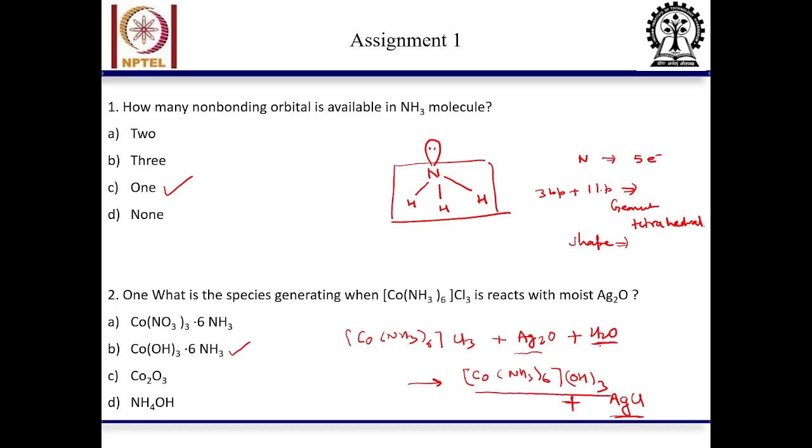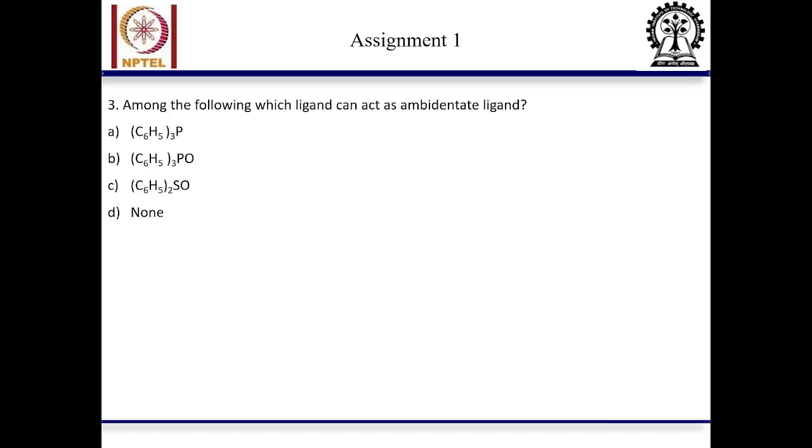So this OH basically will replace the Cl minus. Got it? Okay, so you can just balance it out. So the correct option is B. If anyone has any doubt, I can balance it also. Otherwise, you can go and try to balance it on your own. Okay, so now question 3: among the following, which ligand can act as an ambidentate ligand?